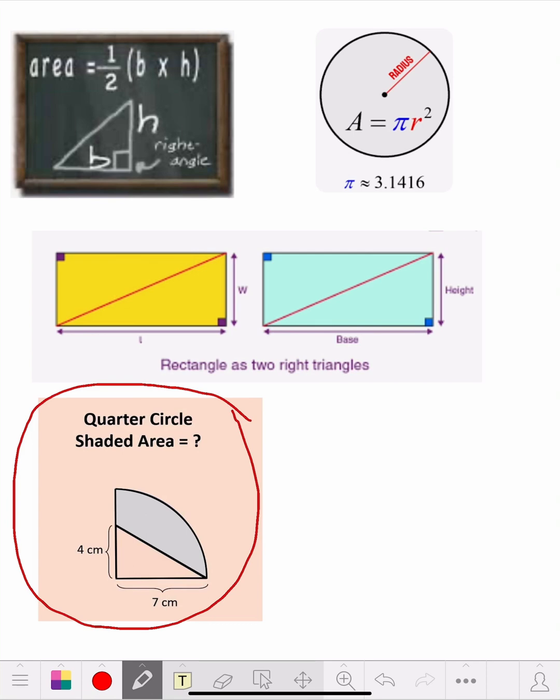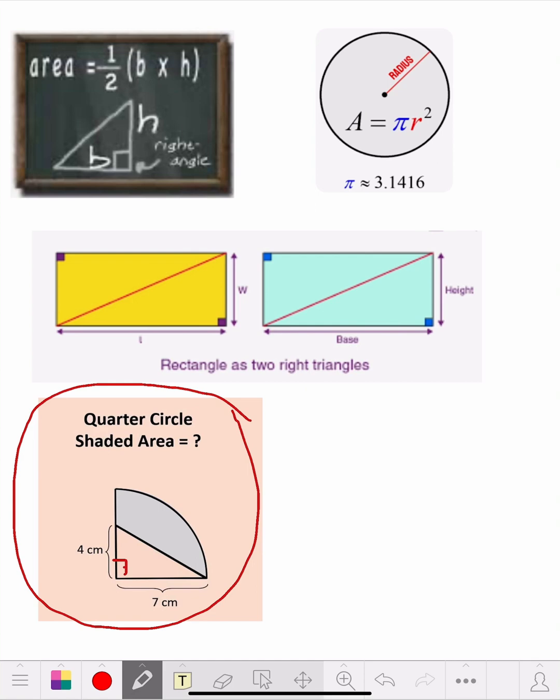Then we just have to figure out what's the area of that triangle. It's a right triangle. We know that because even though they didn't put the mark there, they divided the circle into even quarters. So that's a right angle right there. So I put up the area of a right triangle, and its area equals half times base times height.